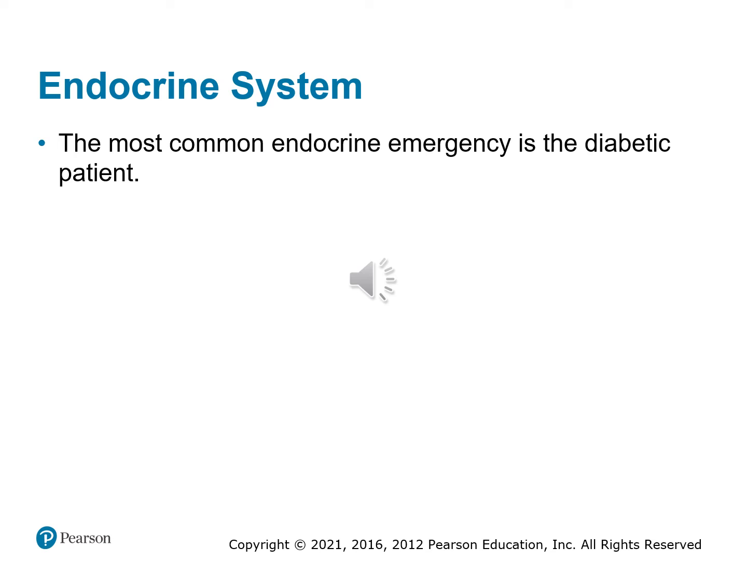The endocrine system is a very important system. However, in EMS, we don't run into too many endocrine type emergencies. The big one we're going to deal with is going to be that with a diabetic patient, dealing with issues of hypoglycemia, low blood sugar, or hyperglycemia, high blood sugar.